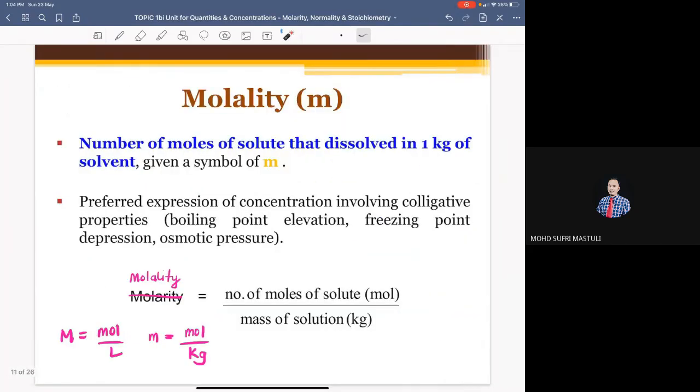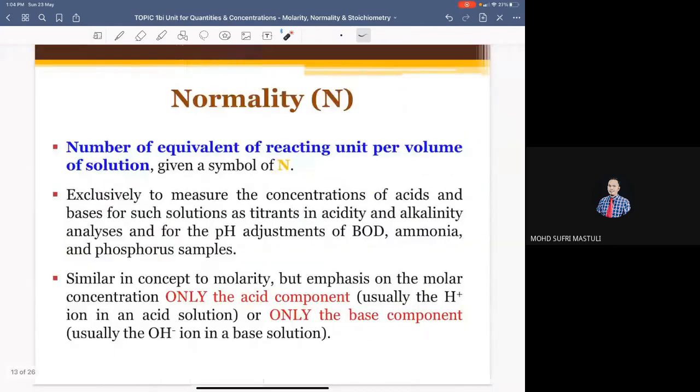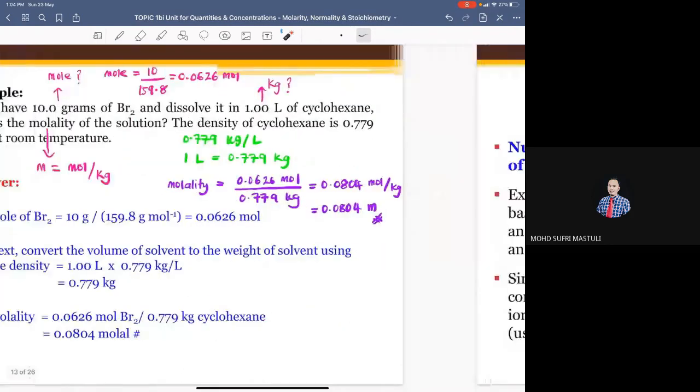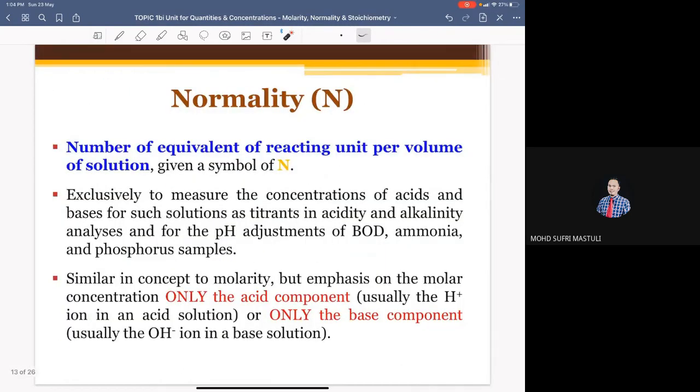Molarity is mole per liter. Molality is mole per kilogram. So now we move forward to normality. This normality is a bit complex compared to the molarity and molality, but it can be done. Okay, we do it slowly.